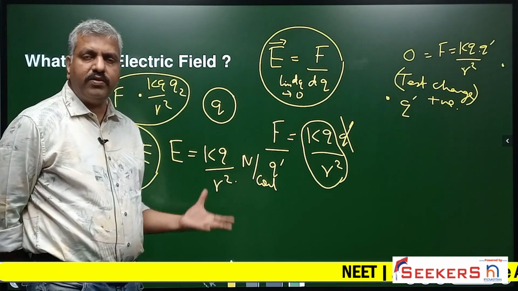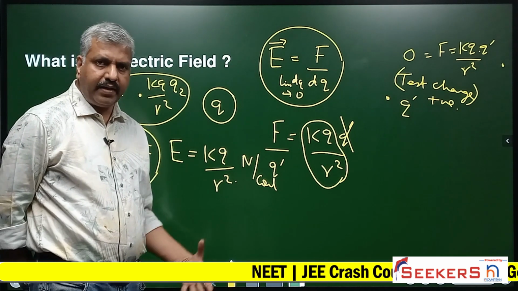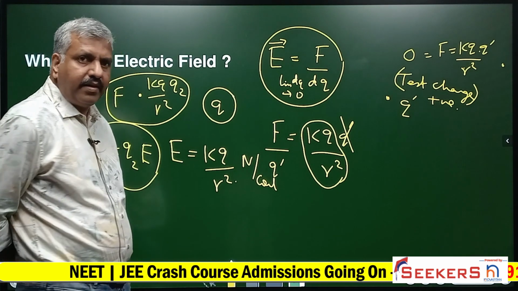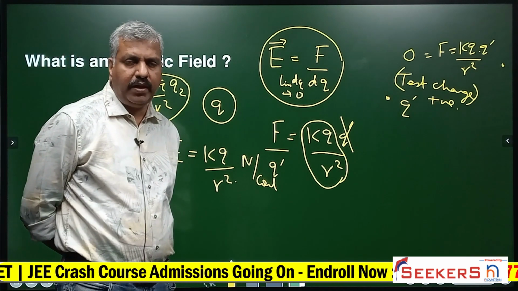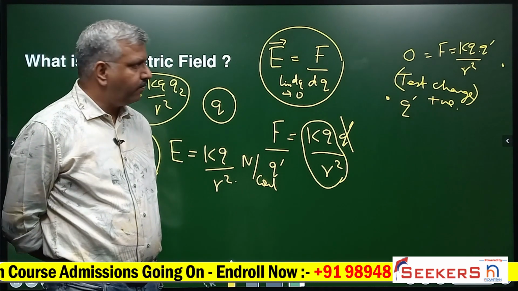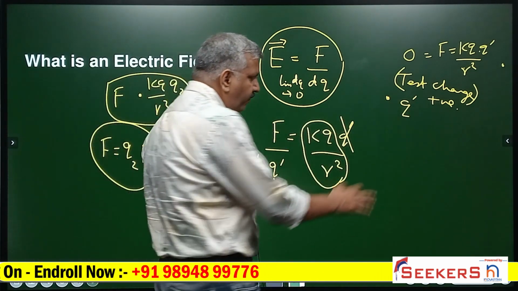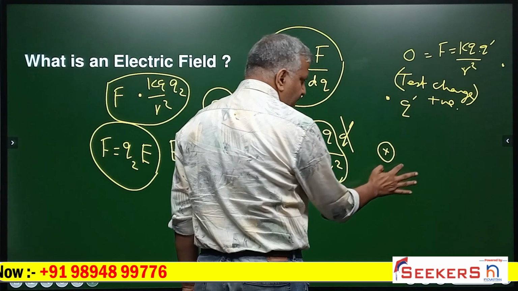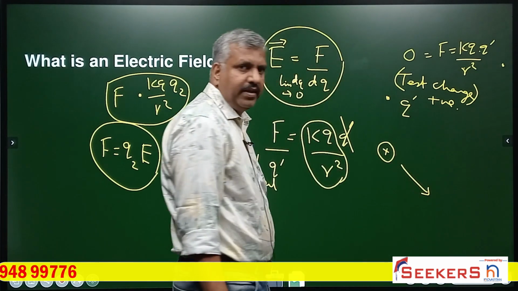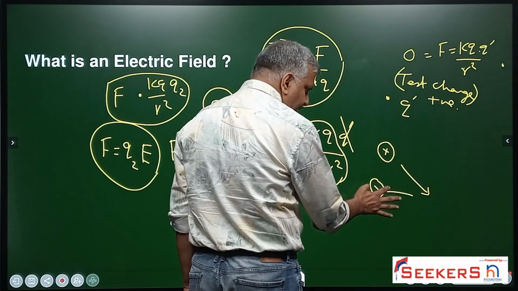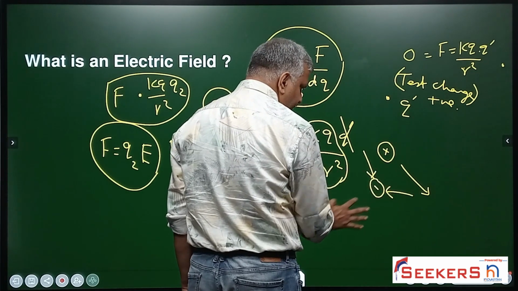Now because force is a vector quantity, electric field intensity is also going to be a vector quantity, and the direction of the electric field at any point will be the direction of the force on a positive charge placed at that point. So if I have a positive charge here, the electric field intensity will be in this direction. If I have a negative charge here, the electric field intensity will be in this direction.